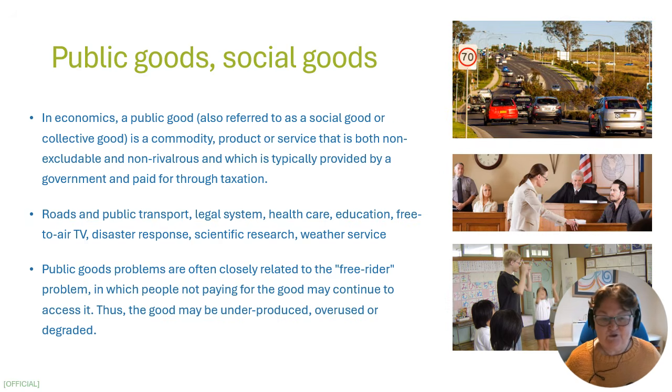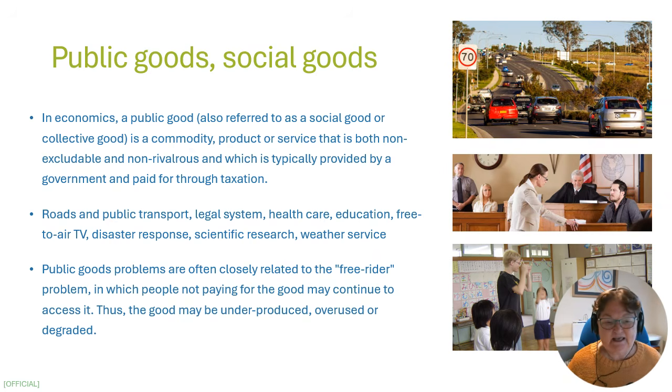Public goods and social goods, on the other hand, are products that everybody uses, things like our roads, our public transport system, our legal system, healthcare and education, the public part, free-to-air TV. It doesn't matter how many people are using it, everybody can use it for free. Things like disaster response or scientific research that happens. These are all things that have positive externalities and everyone can use for free.